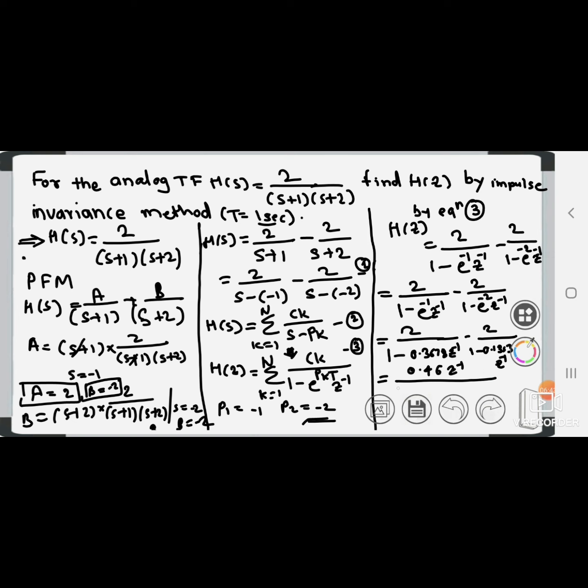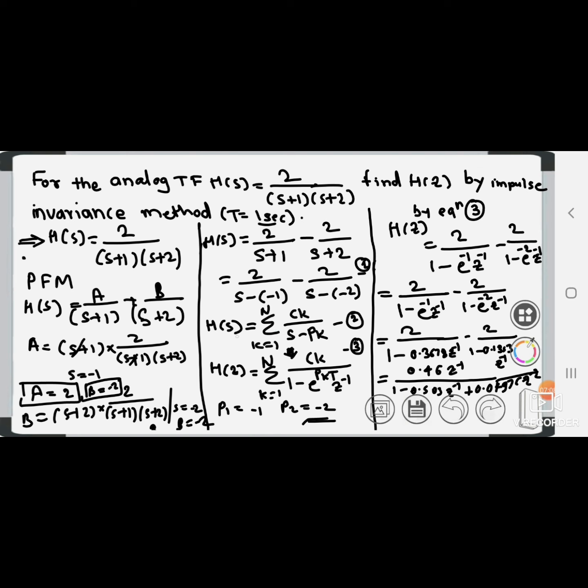Just cross multiply it and solve the bracket. The final answer will be 1 minus 0.503 z^-1 plus 0.04976 z^-2. So in this way we will convert H(s) into H(z).